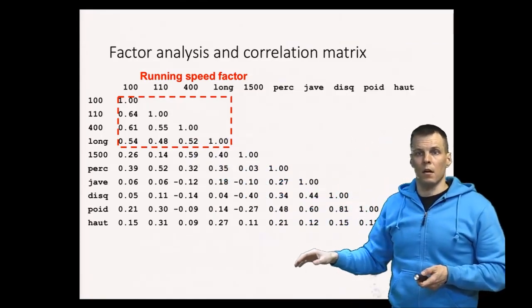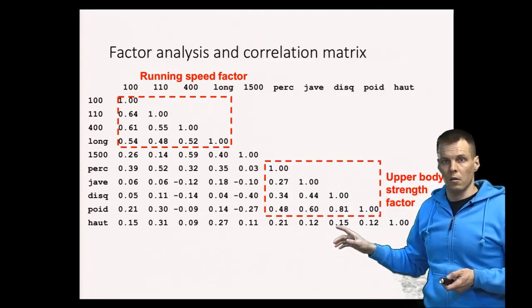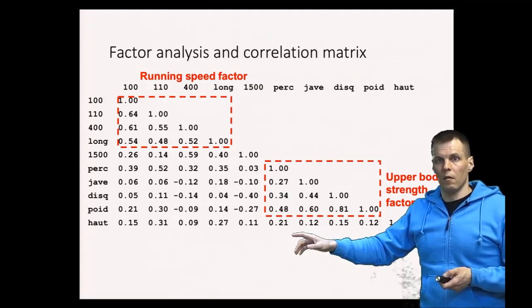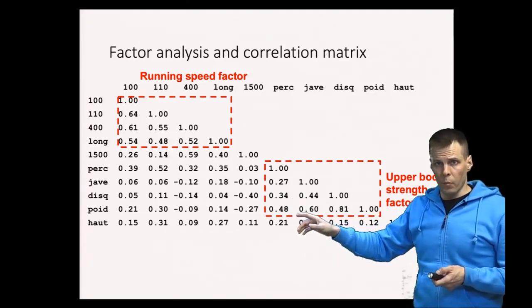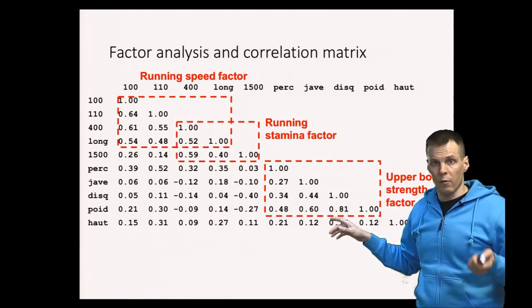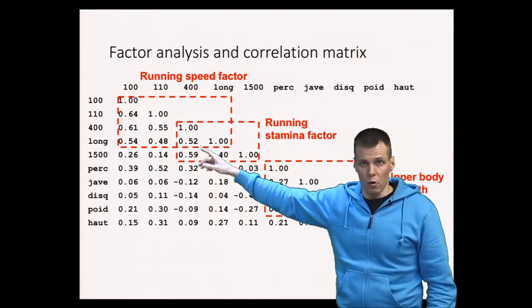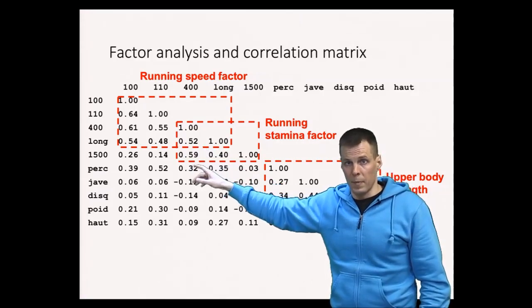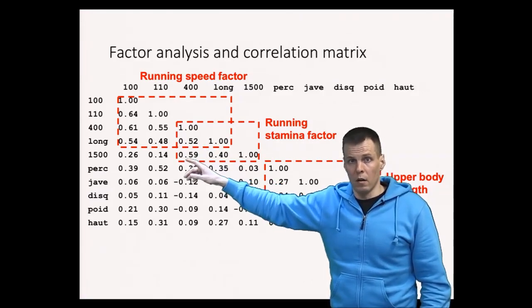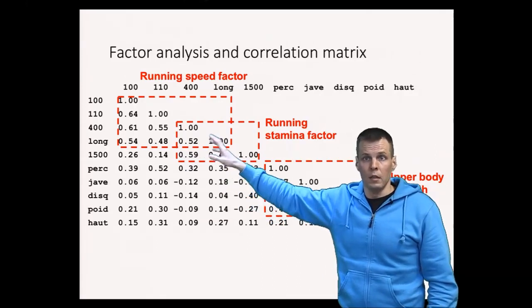Then we have these others. We have the upper body strength. So those sports that require upper body strength are highly correlated. Then we have the running stamina factor. So some of the running sports require both endurance and speed. And then 1,500 meter run requires endurance more than speed.